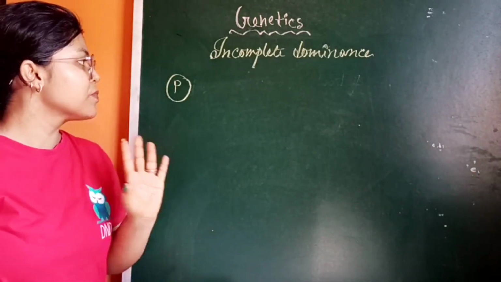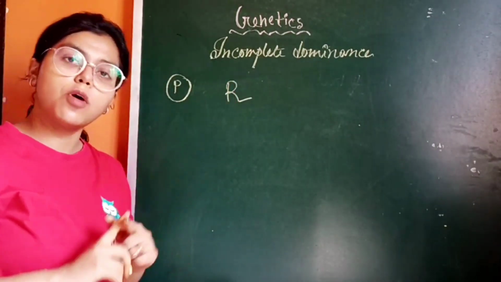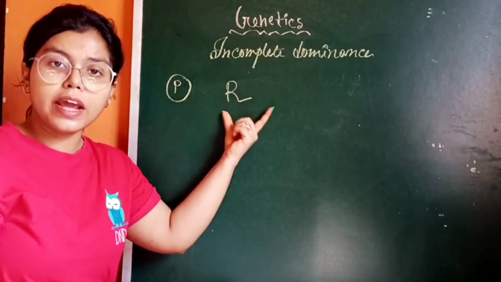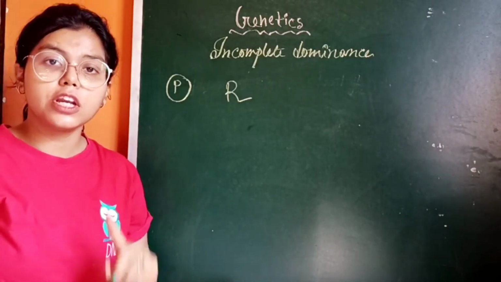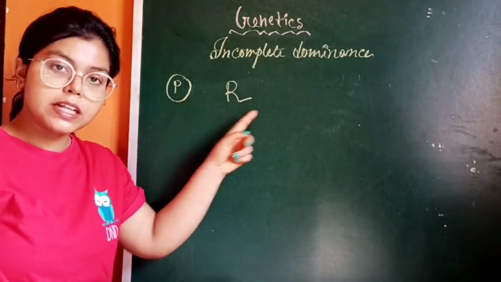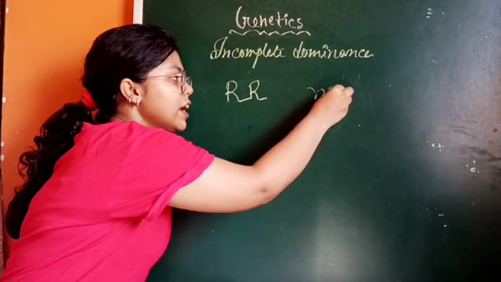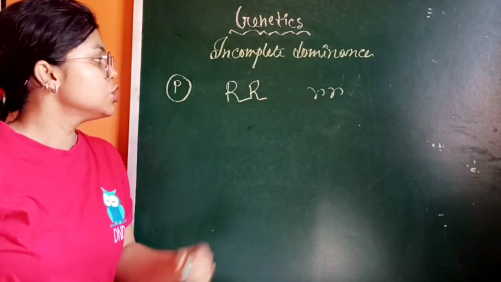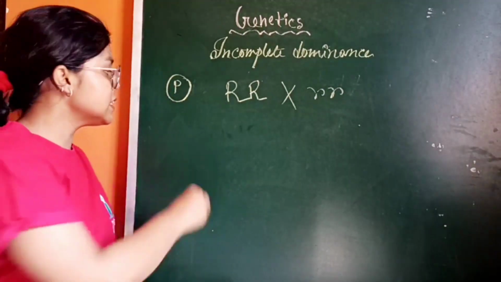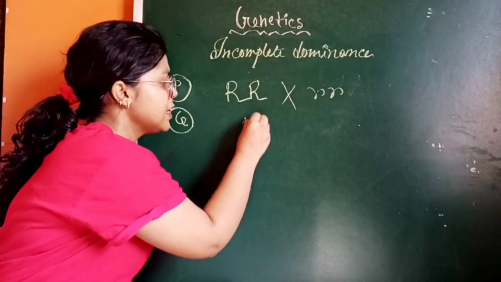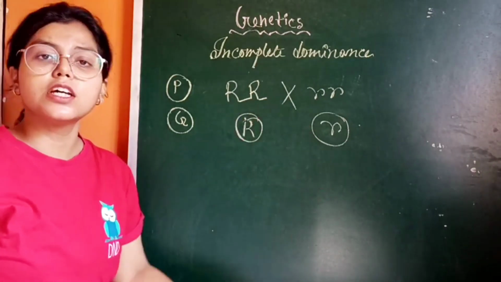So firstly, let the dominant allele be capital R and the recessive allele be small r. He took a pure red flower plant and a pure white flower plant. So what would be the genotype in that case? Capital R capital R in case of red, right? And small r small r in case of white flower. So he crossed between them, and then what would be the gametes? That is capital R and small r.